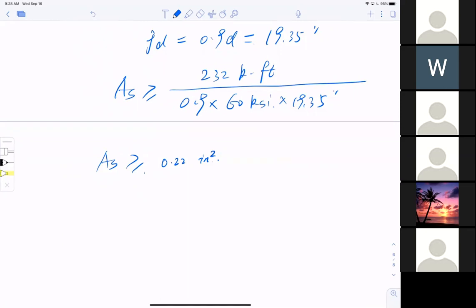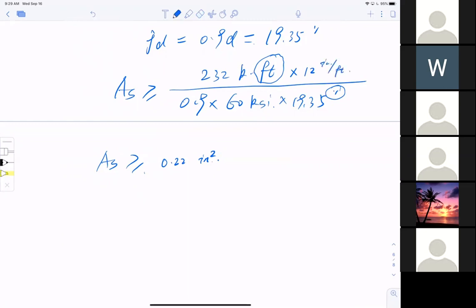Well, don't punch it again. Think about the units. Oh yeah, I need to convert. So I just need to multiply by 12 to get inch-kips. Is that right? Can you redo it? Yeah, I'll do that.